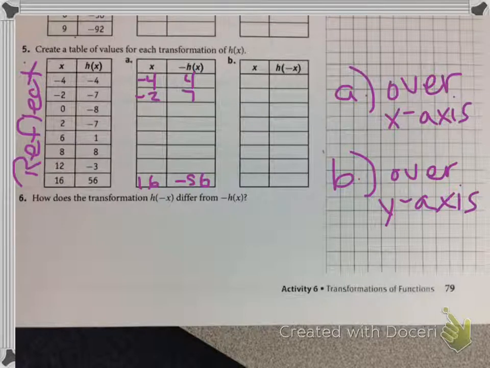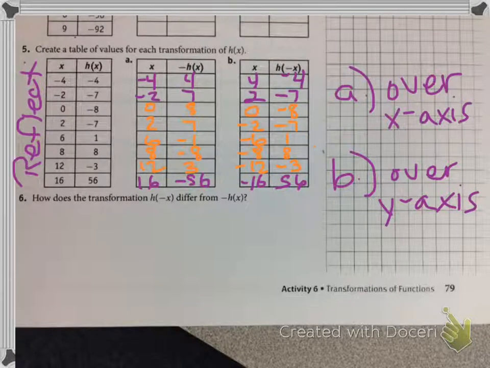And then over here on B, the y's will stay the same. So my original outputs of negative 4, negative 7, positive 56, and so forth. But what happens is the x's will change signs. So then that becomes 4, 2, and then the last one in the table will be negative 16. Go ahead and pause the video and complete the table for A and B, and then see if you can come up with an answer of how you can verbally describe the difference between those two tables in question 6.